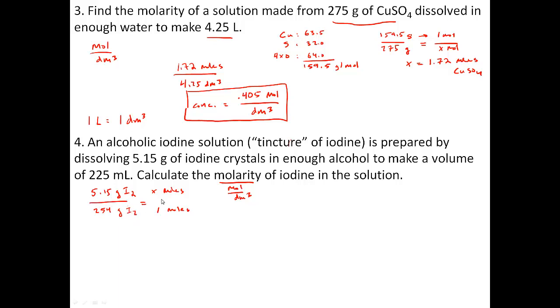Okay, set up the ratio, grams over grams, moles over moles, solve for x, 0.0203 moles of I2. Okay, now we're trying to find what's the concentration if we do 225 milliliters. 225 milliliters is equal to 225 centimeters cubed. And remember, a centimeter cubed is 1,000th of a decimeter cubed. So all we have to do is move that decimal place over to the left 3 places.